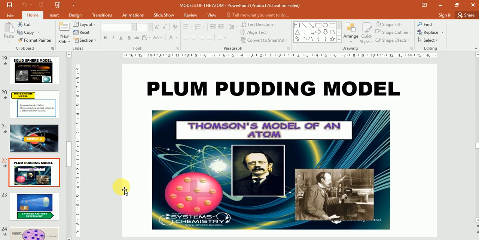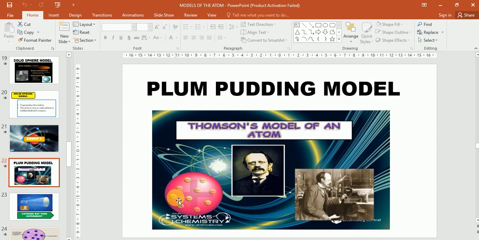Plum pudding, not literally the pudding you get at the bakery, but rather the jelly-like pudding that is eaten around here. What about the raisins? That's why he called it the plum pudding model, because he considered those raisins as the negatively charged electrons.